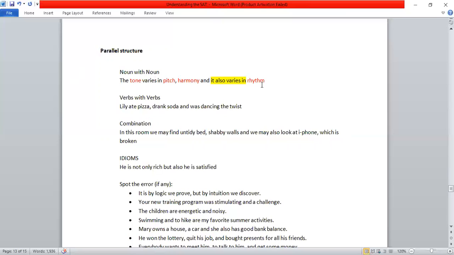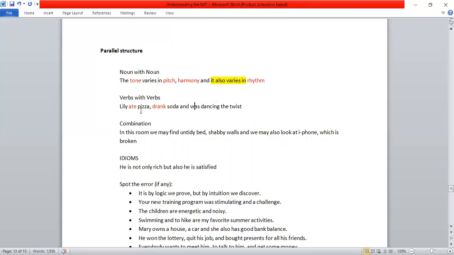Okay, that's one type of parallel structure. Very easy rule. Next one, verbs with verbs. Lily ate pizza, drank soda. So here we're not talking about Lily ate pizza, comma, soda, comma, something else. We're not talking about 3 things. We're talking about 3 actions that Lily did. Lily ate pizza, drank soda. 2 things she did. And then what is the third thing that she did? After the and, it says was dancing the twist.